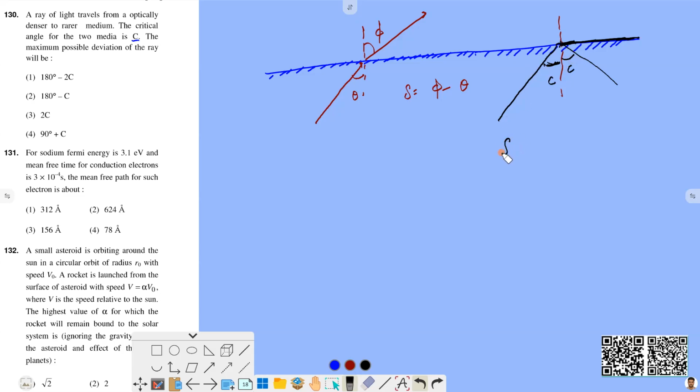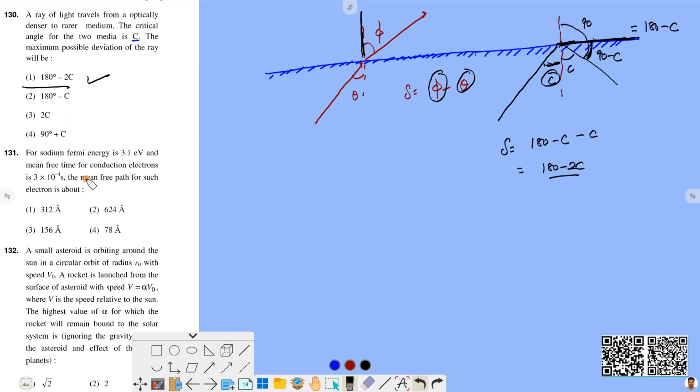So now delta will be the angle of reflection minus the angle of incidence. Now the angle of reflection has to be measured from here, because initially that angle was measured from this perpendicular or this normal, so it has to be measured from here. Now this upper angle is 90, and this angle will be 90 minus C. So this total angle will be 90 plus 90 minus C, that is 180 minus C, and the incidence angle is C. So delta will be 180 minus C minus theta, that is also C. So this will be 180 minus 2C, and that is option 1 here.